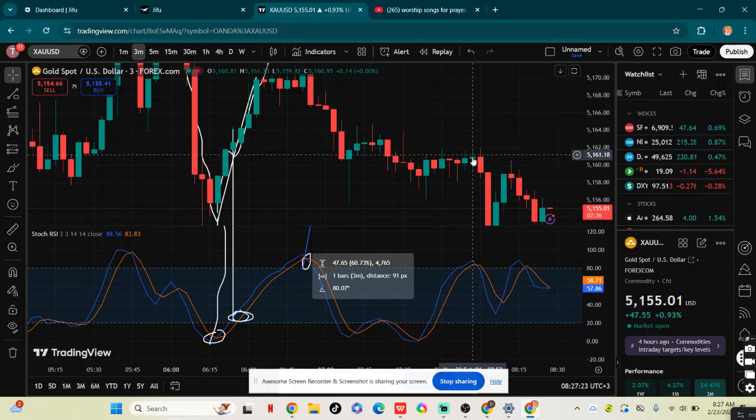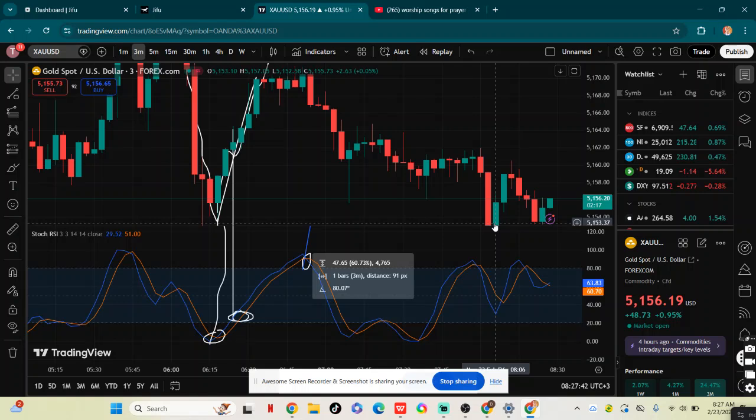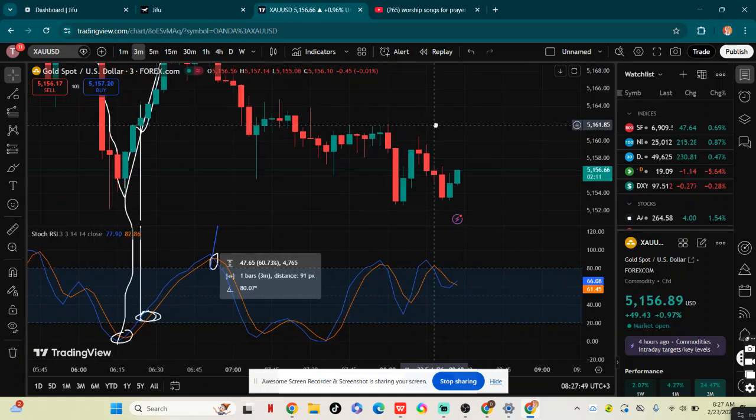Are we together? Then at this region, they crossed each other, and you can see, no, this is the level here, almost here. You can see at this level, there was rejection for buys, and there was a clean sale all the way. I don't know if you're getting this. I don't know if you are together.